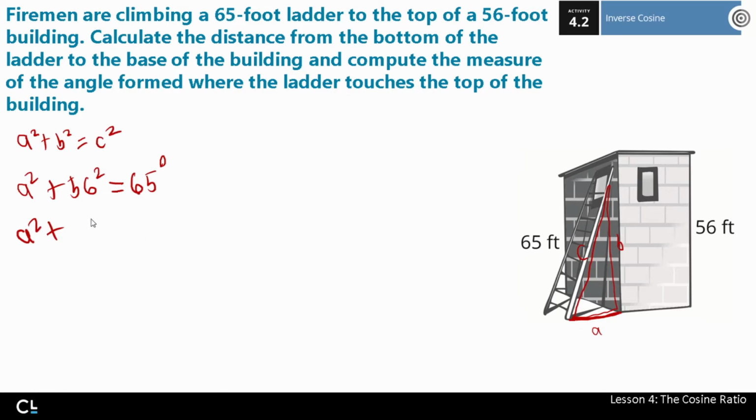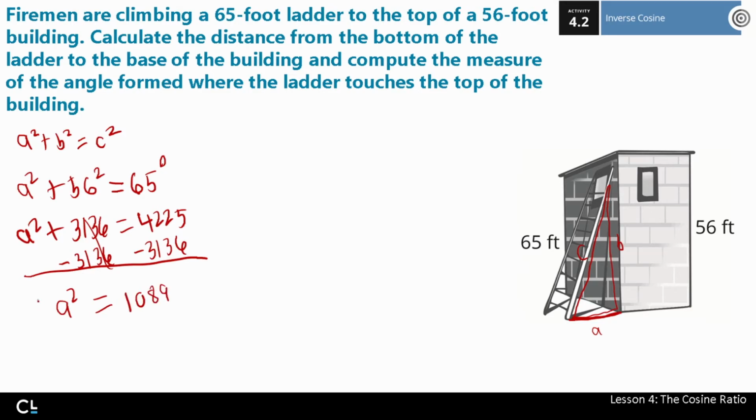We get A squared plus 56 squared in our calculators, which is going to give me 3,136, equals 65 squared, which is going to give me 4,225. We subtract 3,136 from both sides. They cancel here. We're left with A squared equal to 4,225 minus 3,136, which is going to give me 1,089.